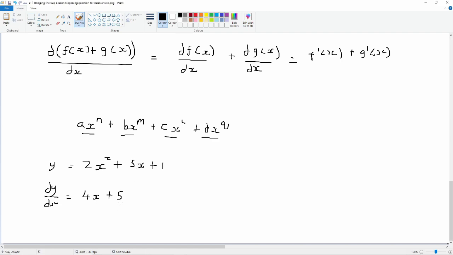So we've got 4x plus 5, and then the constant term has no x, so this is 1 times x to the power 0, and 0 times 1 is 0, and anything multiplied by 0 is 0, so we would be adding 0, so we don't need to add anything. So the derivative is just 4x plus 5.